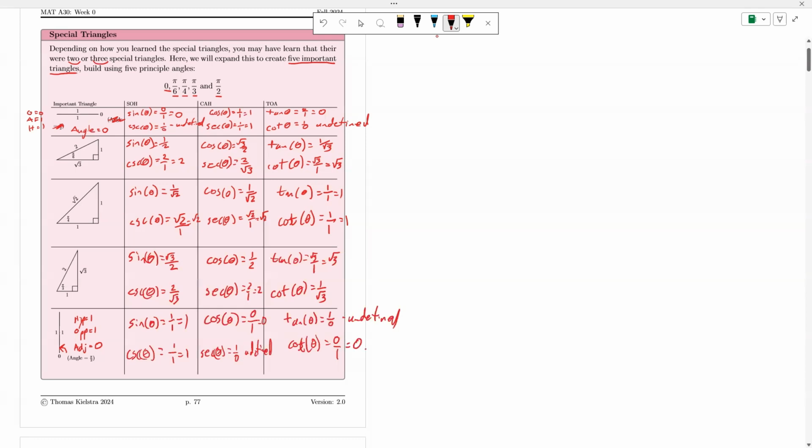So we have our special triangles. And with these special triangles, I like to just draw them on the Cartesian plane and use the CAST rule like we did before. So we're going to do a couple examples with these special triangles.